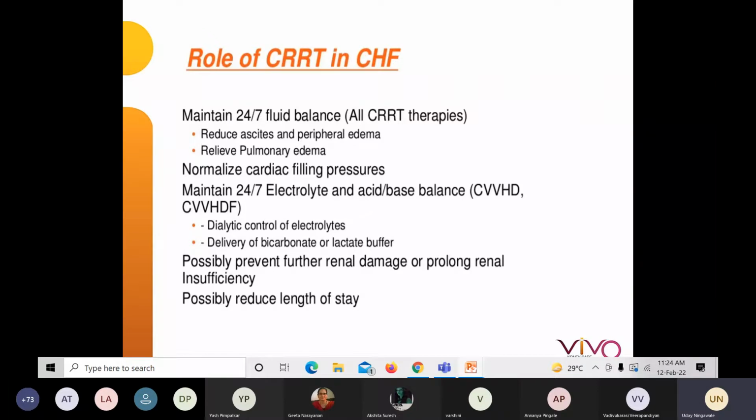Also, we can perform this while the patient has a renal problem and is undergoing bypass surgery. During the bypass surgery, in the bypass blood circuit, we can merge this CRRT therapy, which is possible.